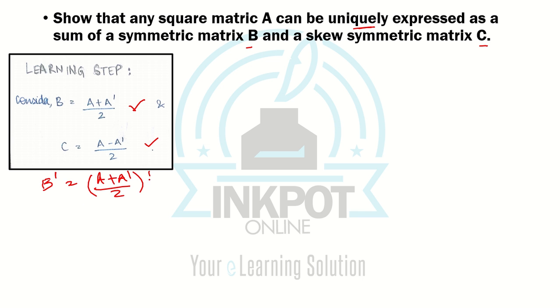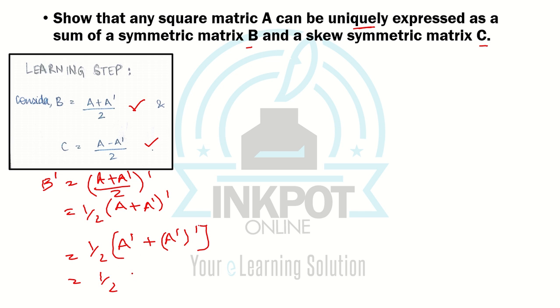For this, let's say you consider B transpose, which is A plus A transpose upon 2 transposed. Recall that the transpose has no effect on the constant, so you simply have 1 upon 2 A plus A transpose transposed, which is equal to 1 upon 2 A transpose plus A transpose transposed, and the transpose of a transpose is the matrix itself, as you would recall from the rules of transpose. So you are left with 1 upon 2 A transpose plus A, which in itself is actually equal to B. So here, because B transpose is B, you can say that B is a symmetric matrix.